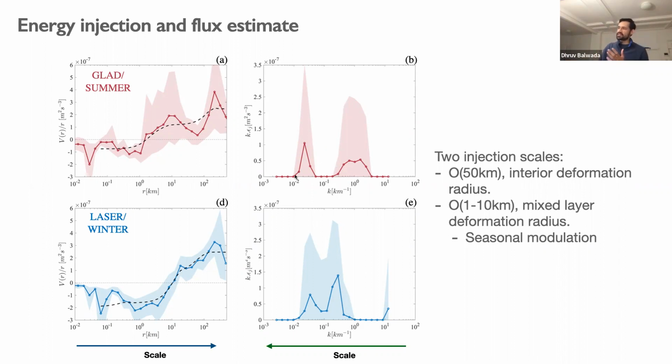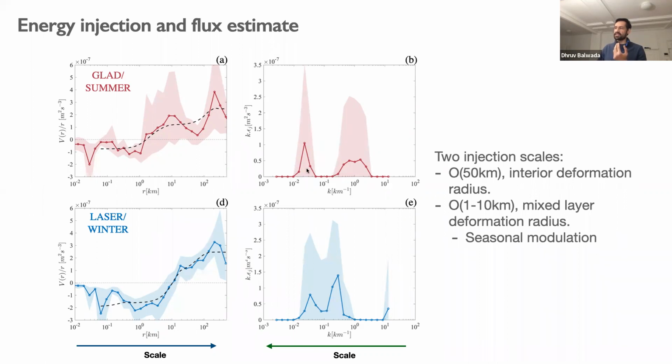What we see is that there's this energy injection taking place at larger scales, roughly on the order of about 50 kilometers. And then we see injection of energy taking place at smaller scales, which peaks at roughly about a kilometer, but it's sort of broadband. We know from our knowledge of the stratification in this region that the interior deformation radius is about 50 kilometers. And in summer, when the mixed layers are shallower, the mixed layer deformation radius would be roughly about a kilometer. And so I interpret these energy injection scales as energy being injected at roughly the mixed layer deformation radius and the interior deformation radius.